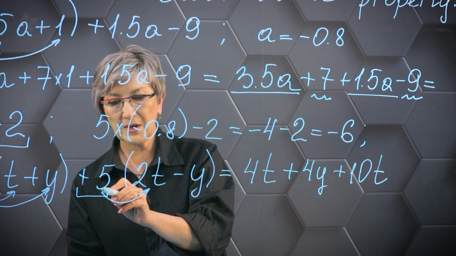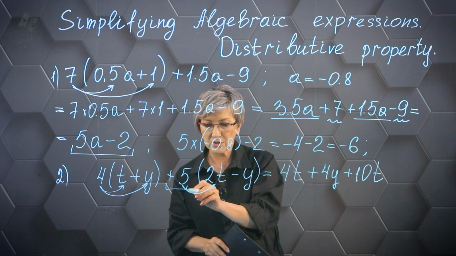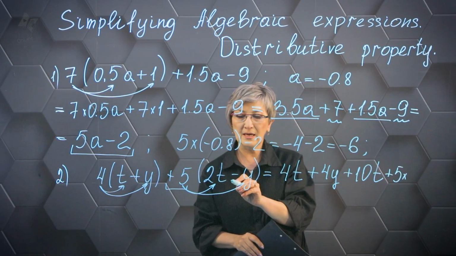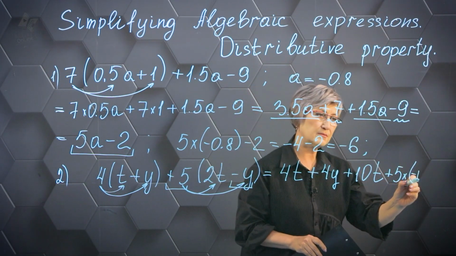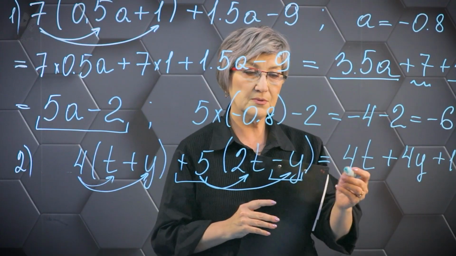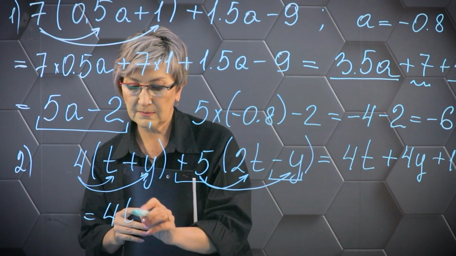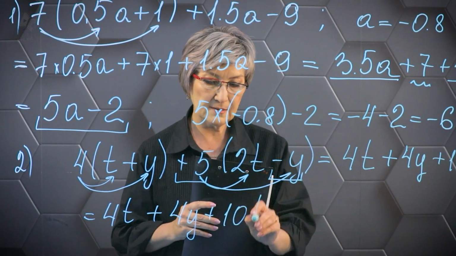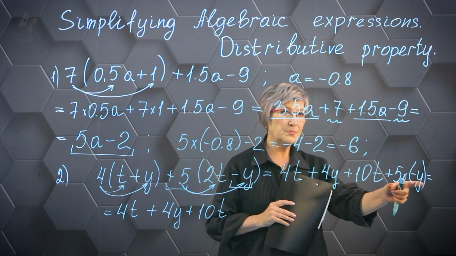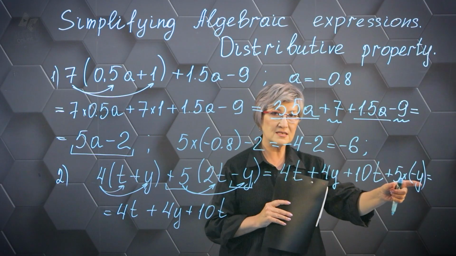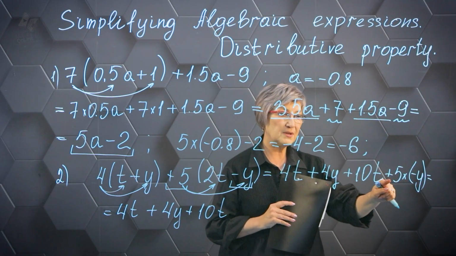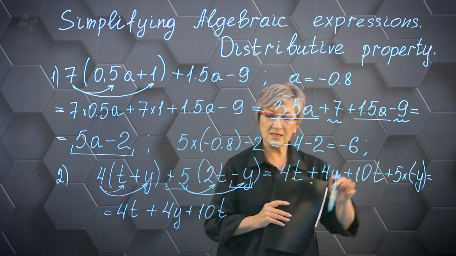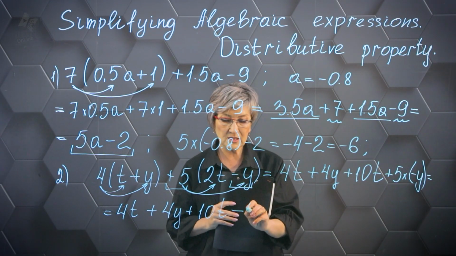Back to the number 5, it's positive. Plus 5. Well, let's write down plus 5. I multiply by minus y. The result so far is 4t plus 4y plus 10t. Now we find the product of two multipliers with different signs. The number 5 is positive and y is negative. The positive times the negative is negative. The result is minus 5y.